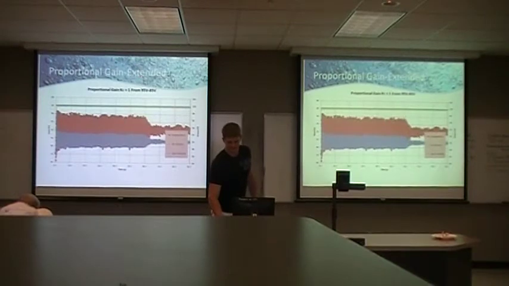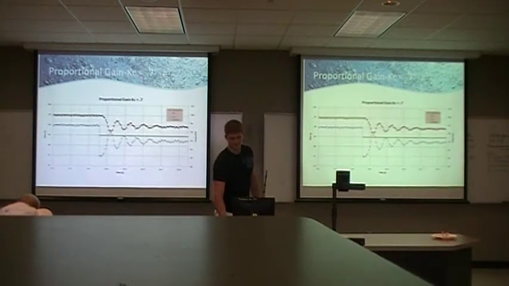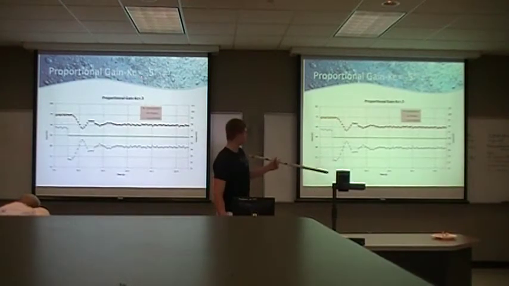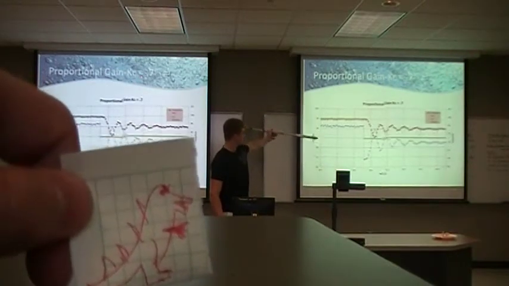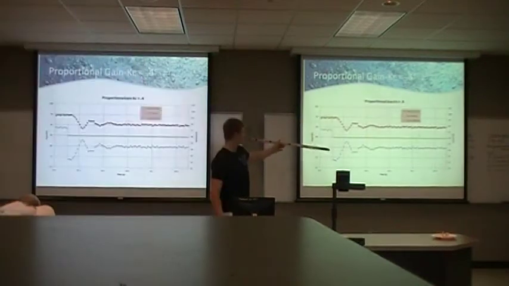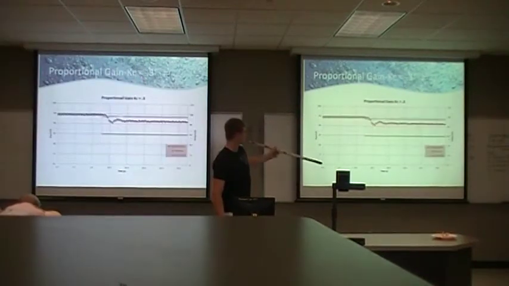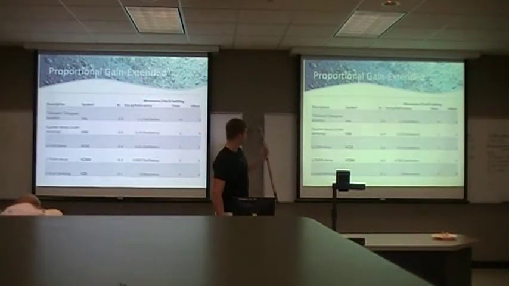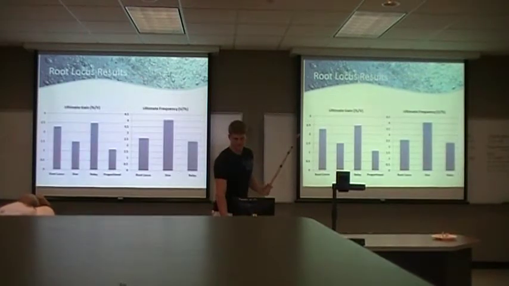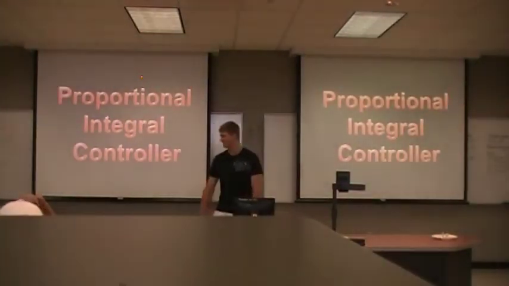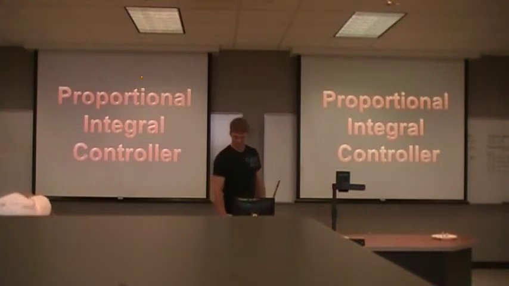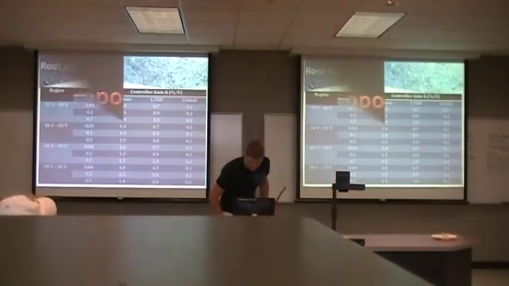I have a point. These are different proportional intervals, so we're changing the K value. You can see it gets more monotonic quicker, and so on and so forth. We have all these results, and we're comparing ultimate gain and ultimate frequency. Now, this is the important part: the proportional integral controller.